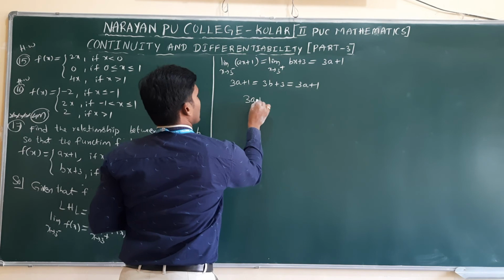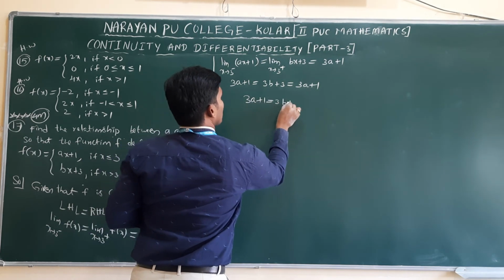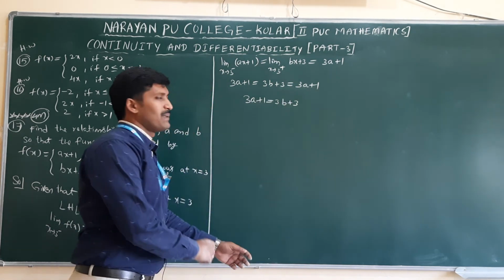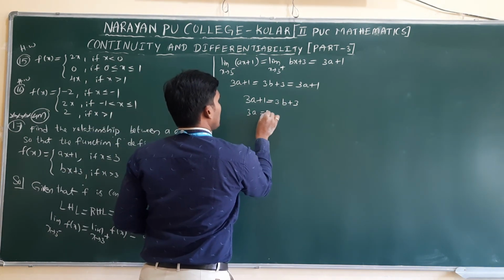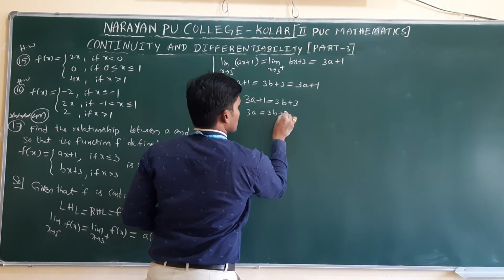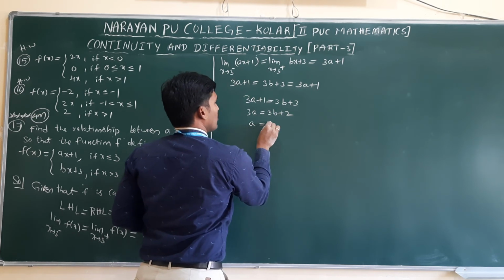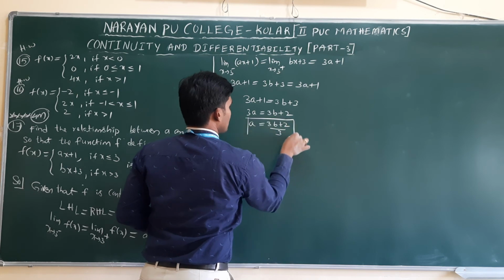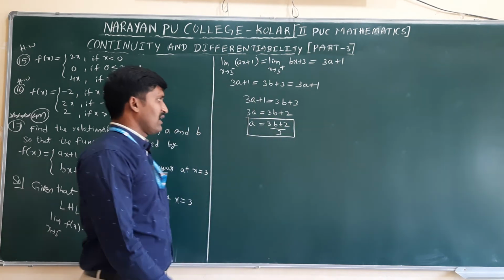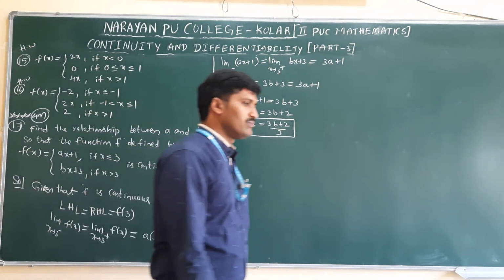From this what can we take? 3a plus 1 equal to 3b plus 3. Send this one that side. 3a equal to 3b plus 3 minus 1, that is 2. So a is equal to (3b plus 2) by 3. Now this is the relationship between the a value and the b value.